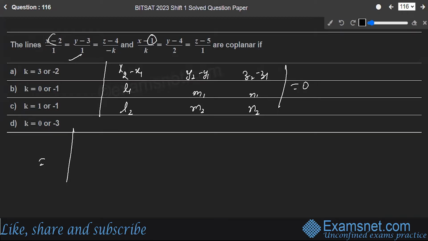Here x2 minus x1 gives me 1. Minus 4 plus 3 gives me minus 1. Minus 5 plus 4 gives me minus 1 again. The next row is 1, 1 minus k, 1, and the last row has k, 2, 1. This determinant should be equal to 0.